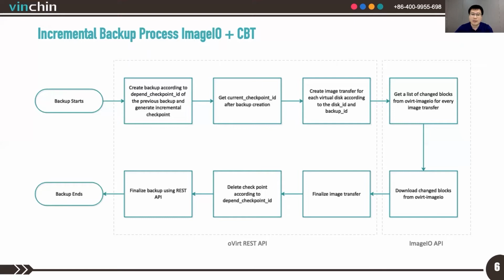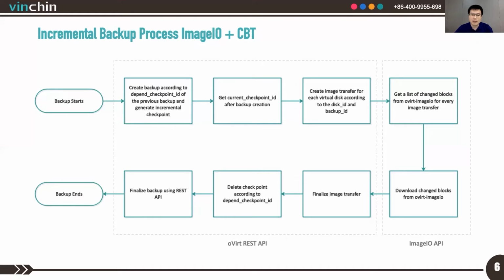After the backup creation, Vinchin will get the current checkpoint ID and then request oVirt to create an image transfer for each virtual disk according to the disk ID and the backup ID. The first three steps will use the oVirt REST API.